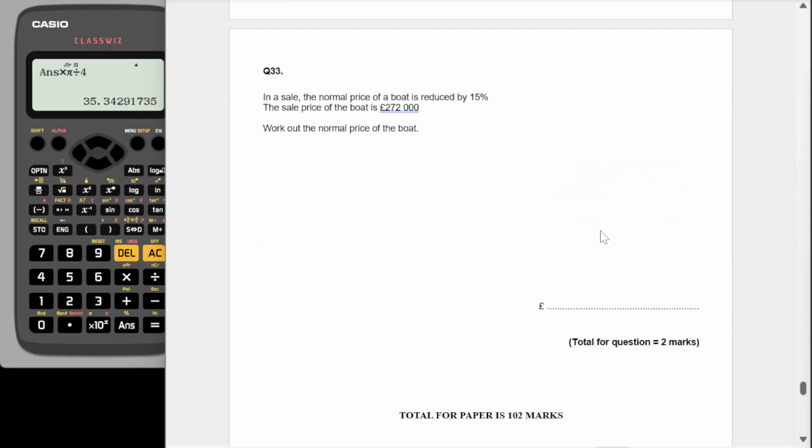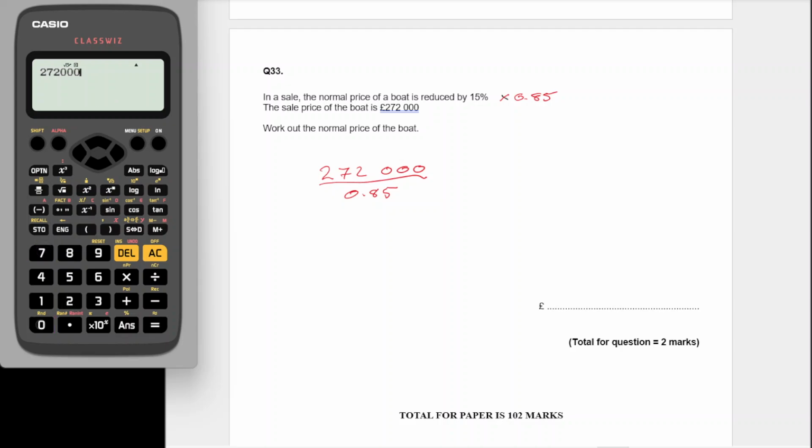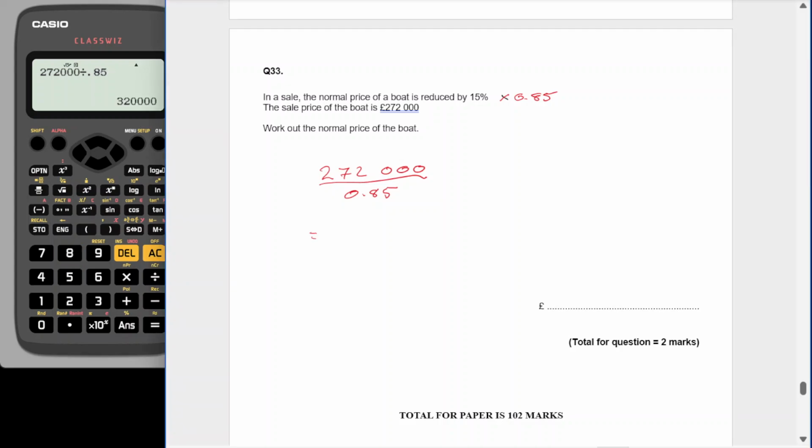Question 33. In a sale, the normal price of a boat is reduced by 15%. The sale price of the boat was £272,000. Work out the normal price of the boat. So if it's been reduced by 15%, that would be a multiplier of 0.85. So all we need to do for this is the new price divided by the multiplier. So 272,000 divided by 0.85. So it's 320,000.